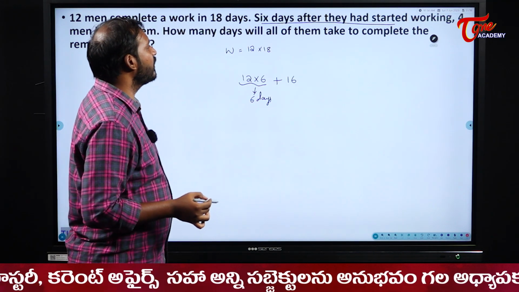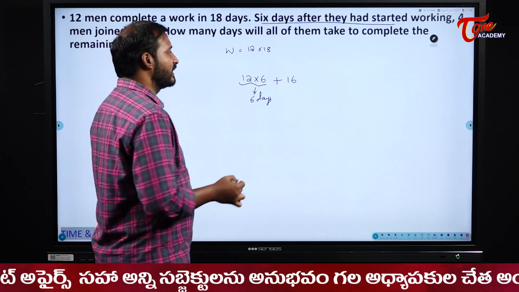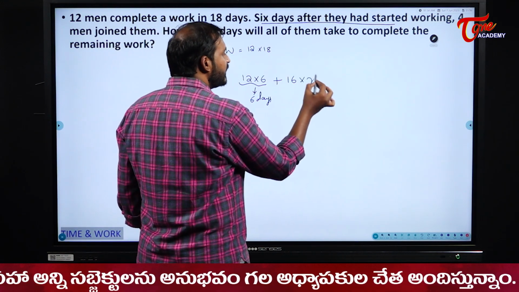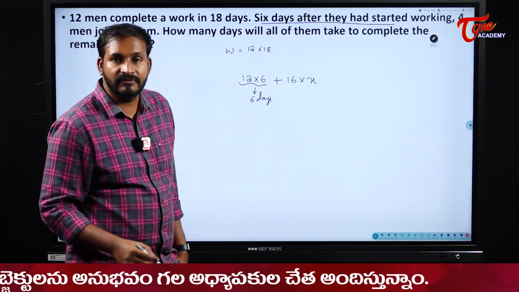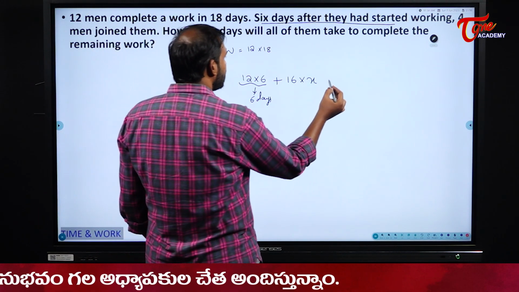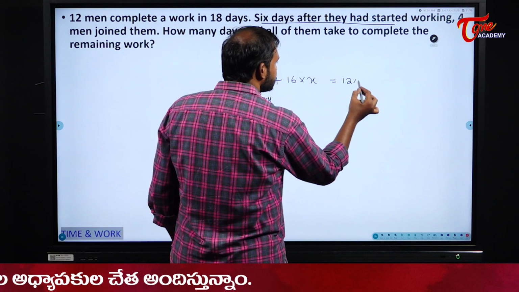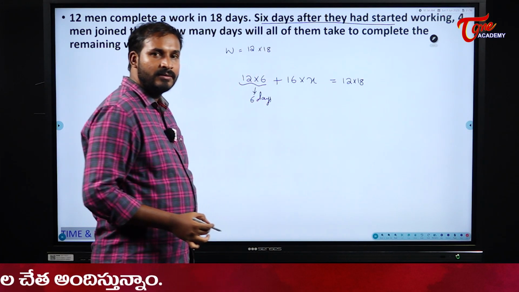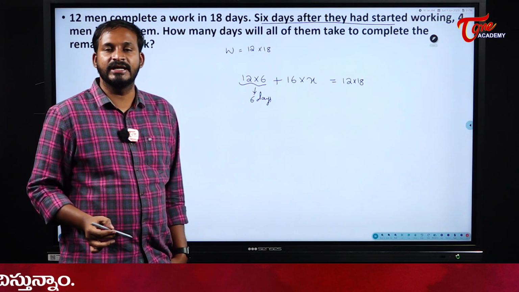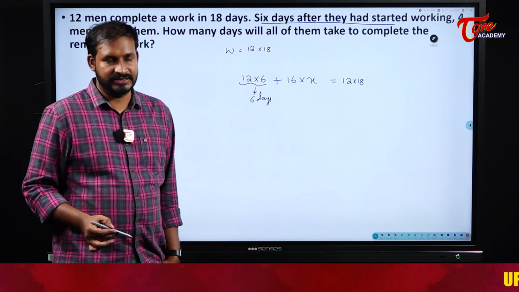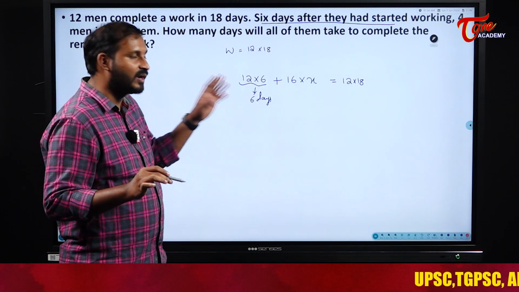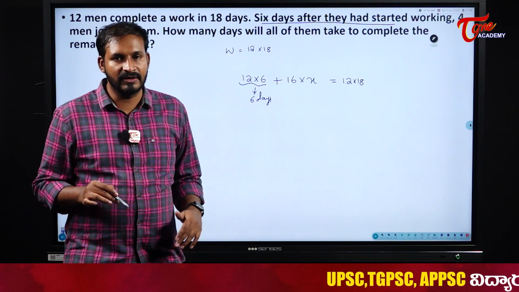And how many days will all of them require to complete the remaining work? Let us assume 16 men worked for some X days. By doing that, my total work 12 into 18 is completely finished. I will tell you in 2 methods. This is one method. Later we will see the M1 D1 method also.